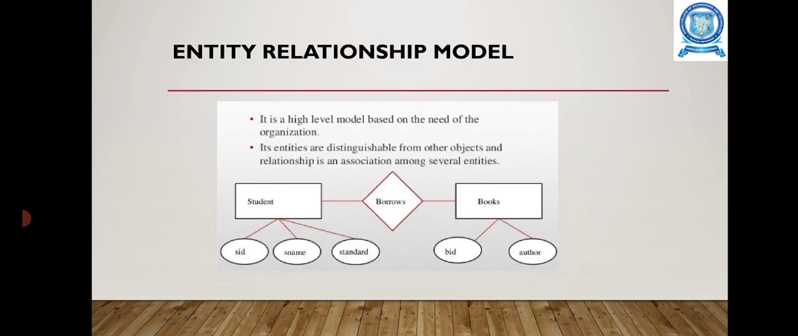The next one is the ER model, that is the entity relationship model. This is one of the important models in the DBMS. The entity relationship model is a high level model based on the needs of the organization. In this model, entities are distinguishable from other objects, and a relationship is an association among several entities. Here the links are represented by using the relationship.